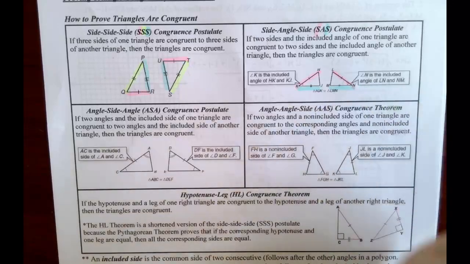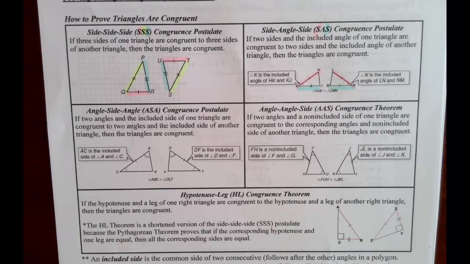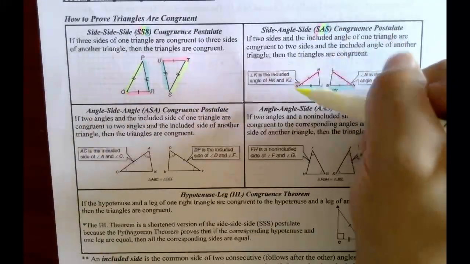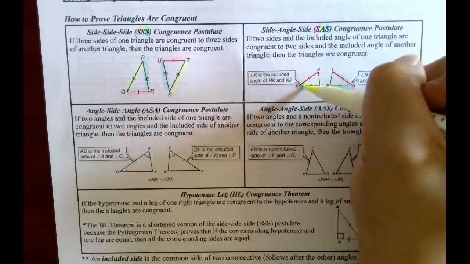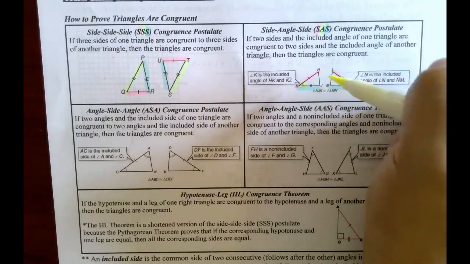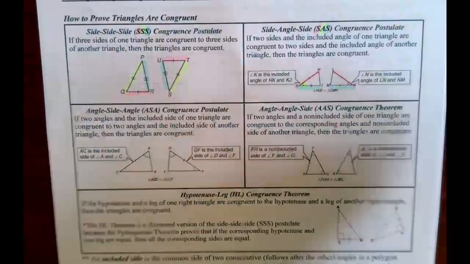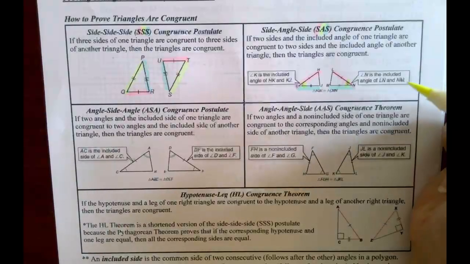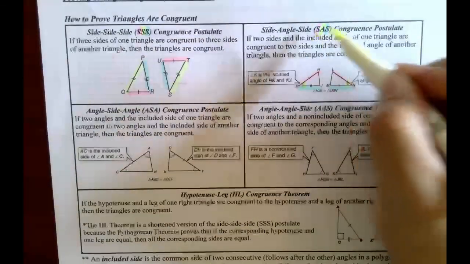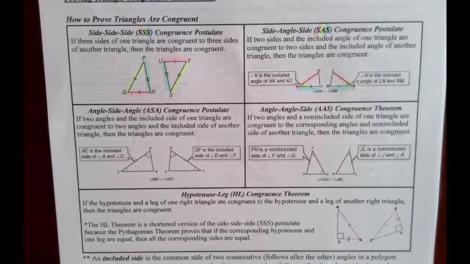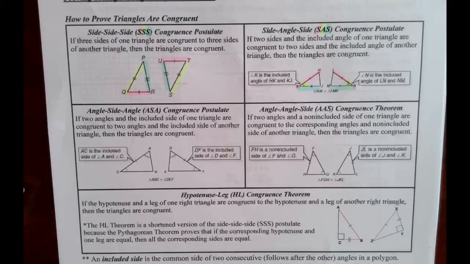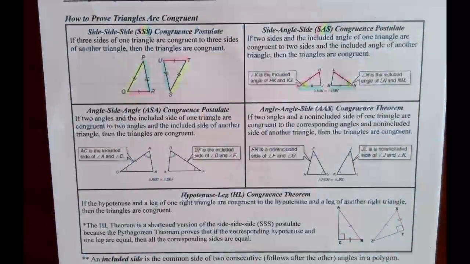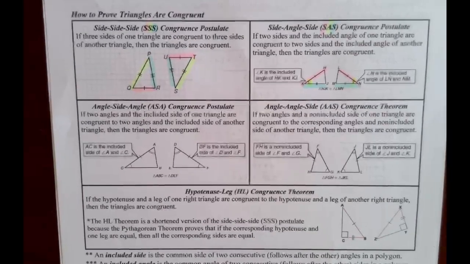Okay. And when it says included angle, it means the angle that is in between those two sides. Okay. So here it has to be this angle. This is the included angle because it's in between these two sides that we're talking about. For this triangle, this would have to be the included angle because it's the angle that's in between those two sides. Okay, so keep that in mind. That is important. That angle that we're talking about that's congruent has to be the included one, the one between.